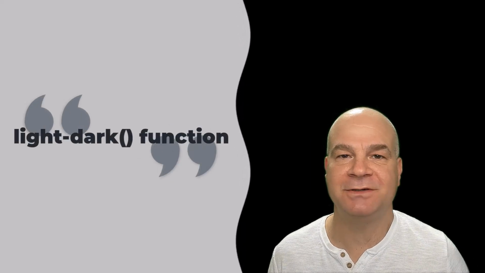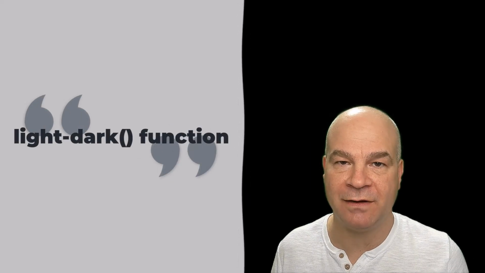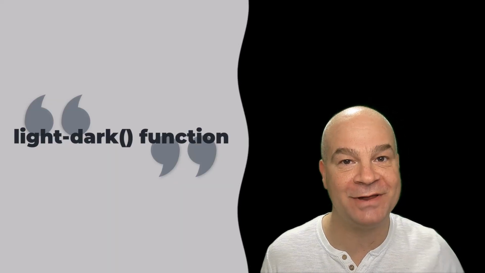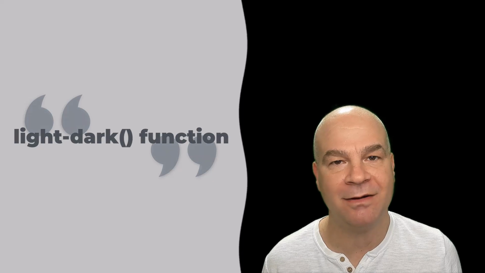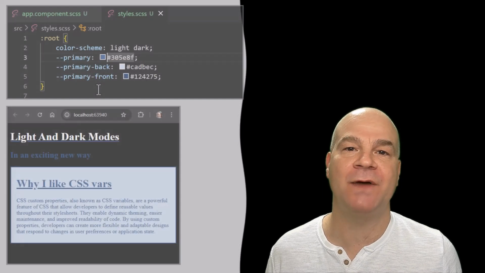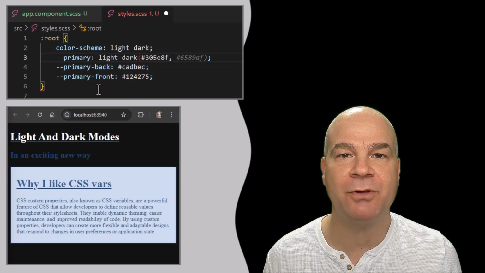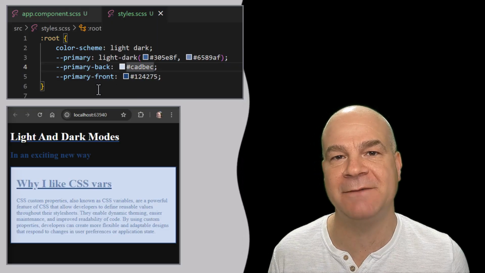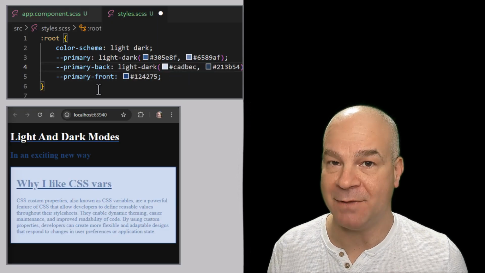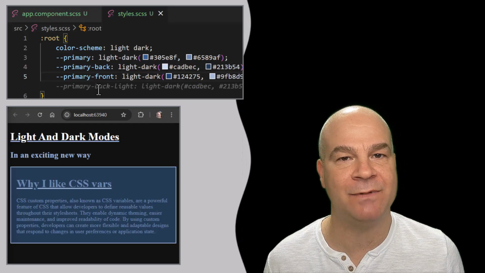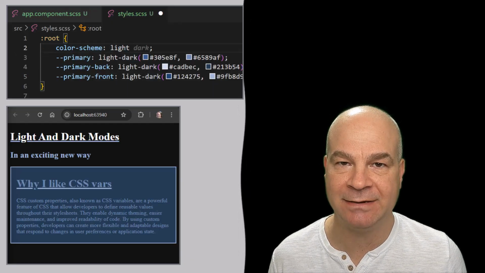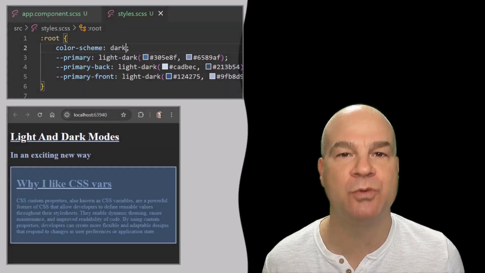Well, that's where the third feature comes in, the light dark function. This function lets you define one value for light mode and another for dark mode, and the browser picks the correct one depending on the currently selected color scheme. This way, your custom properties can respond automatically to changes in color scheme. It's done dynamically, on the browser, in runtime, without any media queries and without extra logic. It's clean, it's elegant, and it's super powerful.